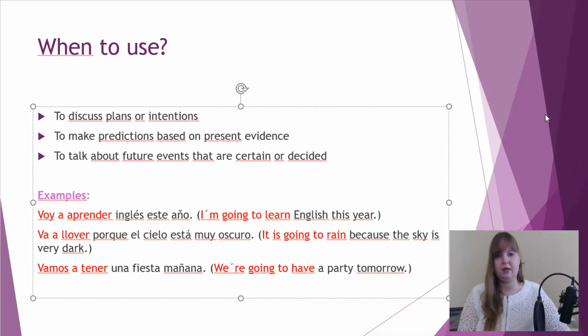I believe you understand when and how to use this construction.